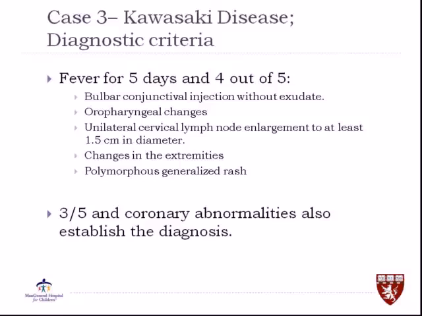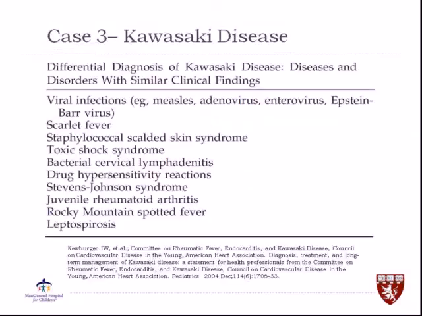Now, if there are coronary abnormalities, and this is the number one worry about Kawasaki disease, and this is why we treat Kawasaki disease, to try to blunt the occurrence of coronary abnormalities. If you do have that, and 3 out of 5 criteria, I think that's probably good enough. In my book, probably 2 out of 5 is good enough too.